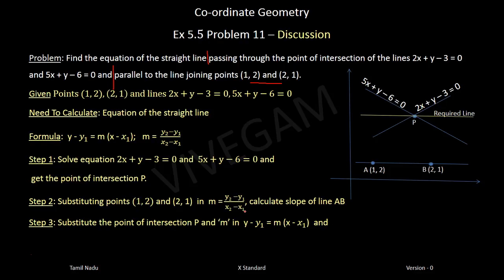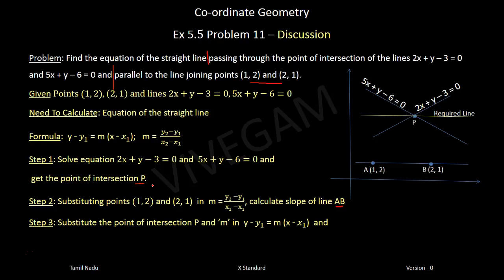Now the required line will have the same slope, because parallel lines have the same slope. So whatever slope we calculate for AB is also the slope of our required line, and we also have one point P on it. So use the slope point form: y minus y1 equal to m into x minus x1, where m is the slope of AB and (x1, y1) is the point of intersection. I think now the problem must be a little easy.